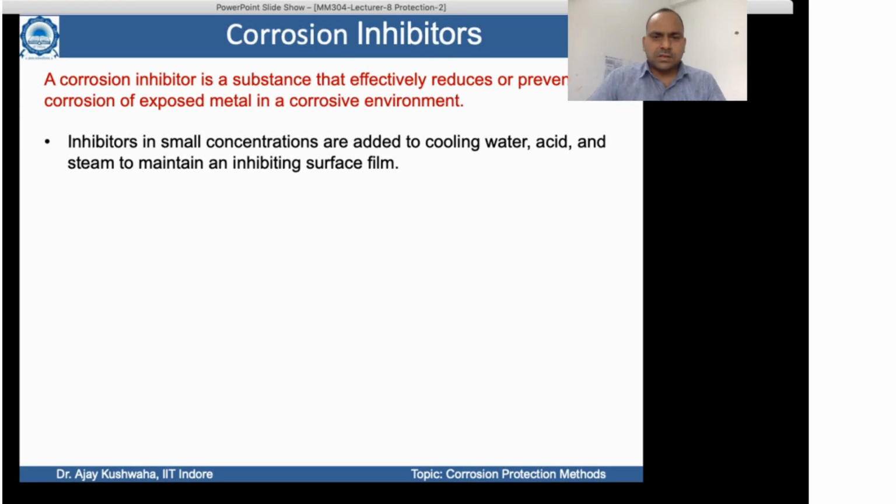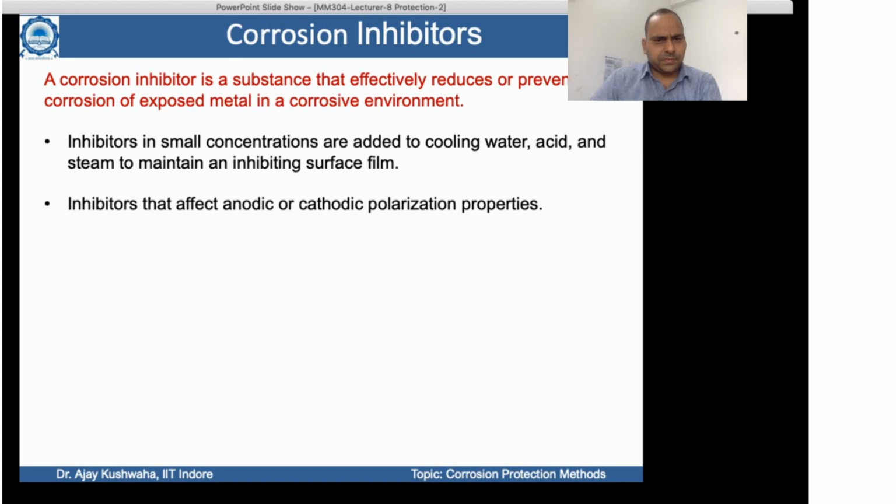Inhibitors in small concentration are added in cooling water, acid, and steam to maintain an inhibiting surface film. So very small amounts, maybe a few ppm to a few thousand ppm level concentration, we generally add to get this kind of layer in this kind of environment.